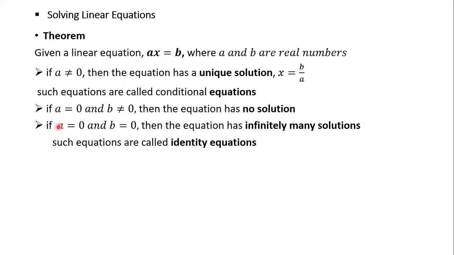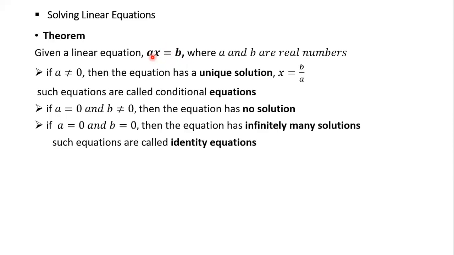Third one, if both A and B are zeros. If A equals 0, B is also equal to 0. So here 0 times X will be 0 on the left side, and B is also equal to 0. So we are going to have 0 equal to 0. Therefore, any value at all that you give to X, the equation will balance. Because when you put the value you get for X back into the equation, the left side must be equal to the right side. That's the meaning of an equation. The equation must be balanced at both ends.